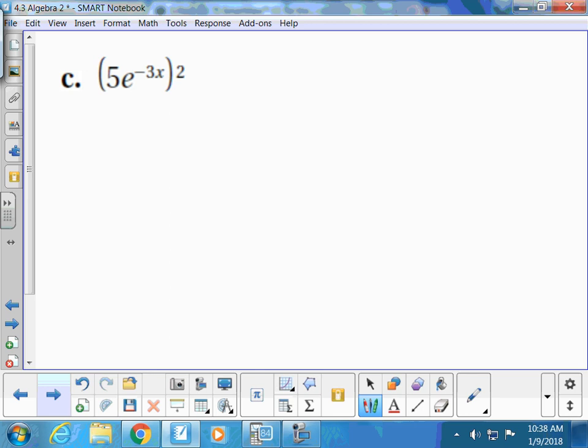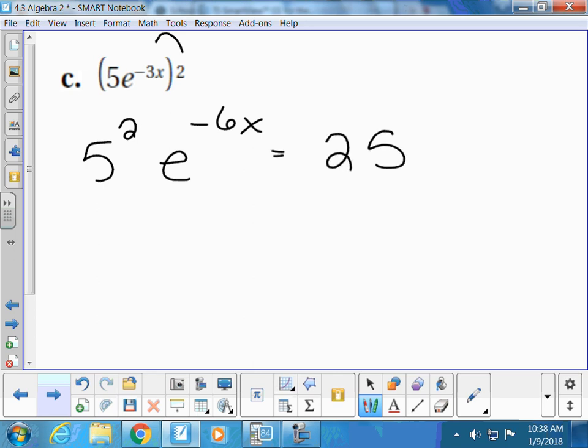Let's try this one. What happens when the exponent is way out there outside the parentheses? Distributed in. So 5 will become squared, and then these two will get multiplied. It will be e to the negative 6x. So to clean this up a little bit, I would probably calculate out 5 squared and get 25. And then I'm never allowed to leave a negative exponent.